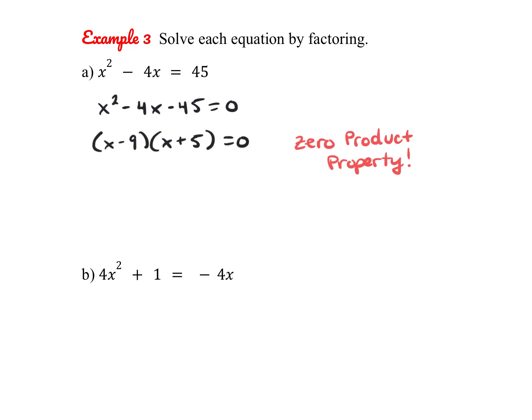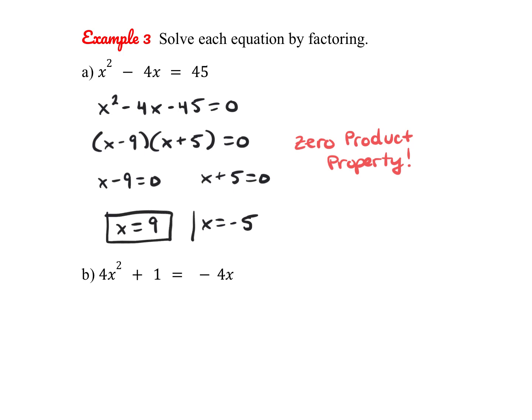So for the zero product property, we take each individual factor and we set it equal to 0 separately. Because if this factor were equal to 0, our entire equation is equal to 0. Same if this factor is equal to 0, the entire side would be equal to 0. So I can say x minus 9 equals 0, x plus 5 equals 0. So our two solutions are x equals positive 9 and x equals negative 5.